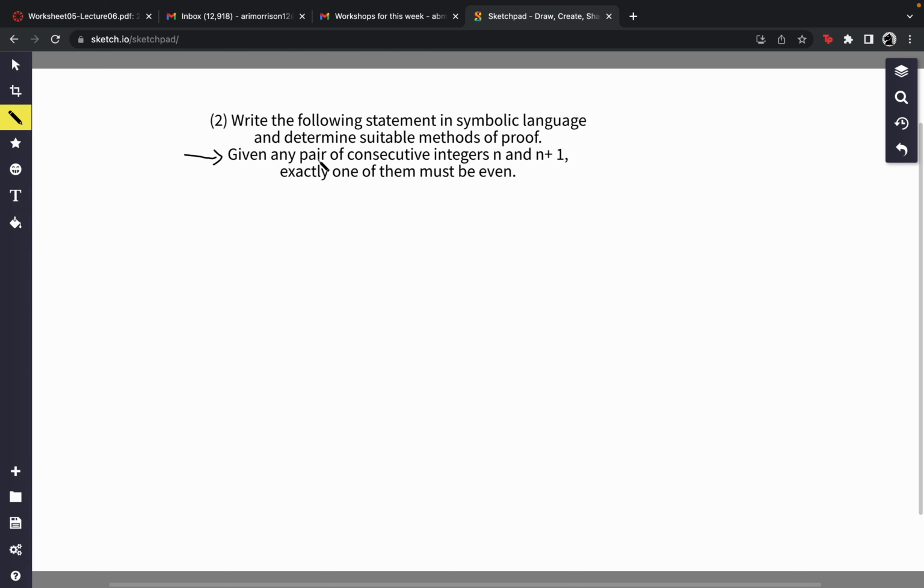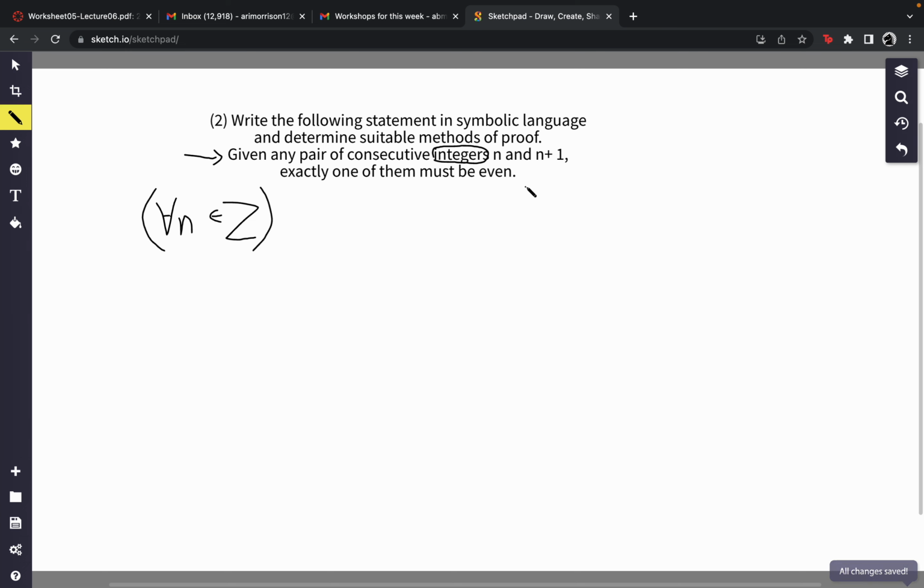So how would I think about this? Any pair of consecutive integers n and n+1. So we have to have an n, and n+1 depends on n, so you almost don't need to declare it by itself. You could almost just say for any integer n, for all, the upside down A, for all n. And what's the constraint on n? What universe does it belong to? Integers. So it belongs to the world of integers, for all the integers.